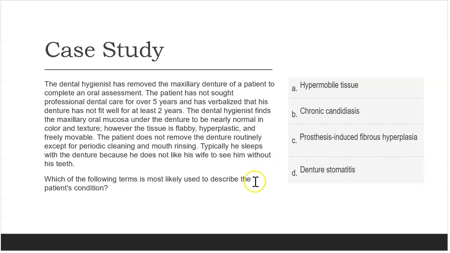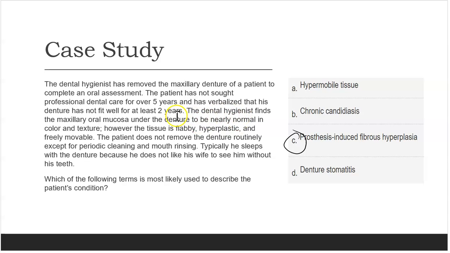So I'll let you read the case study, pull out the major findings, and based on what we see here, that the tissue is flabby, it's hyperplastic, and freely movable, what do you think it could be? The answer is C, prosthesis-induced fibrous hyperplasia. The reason is that when you have an ill-fitting prosthesis or a denture that doesn't fit well, what can happen is that you can get flabby and hyperplastic tissue.